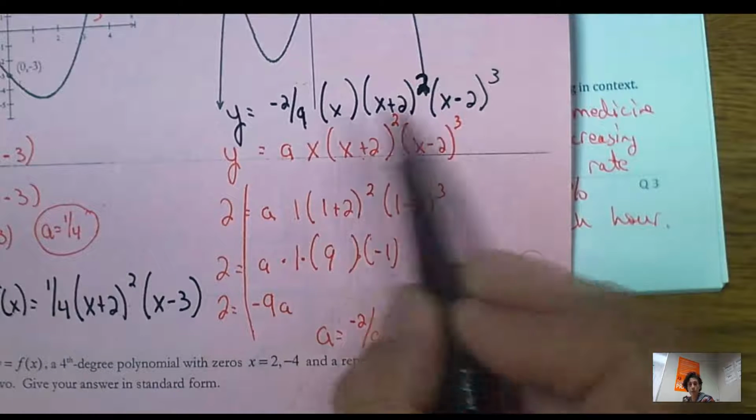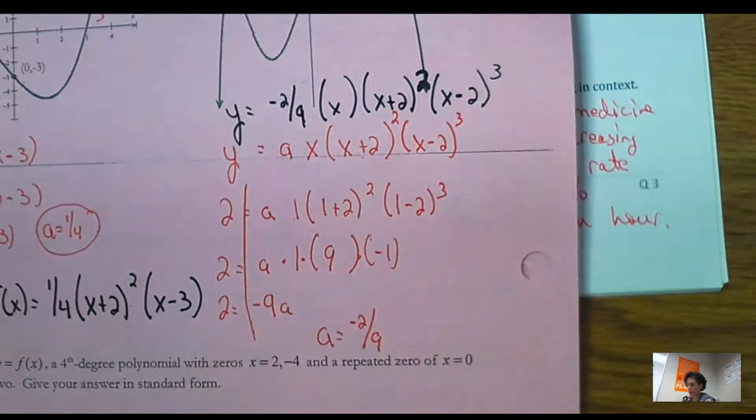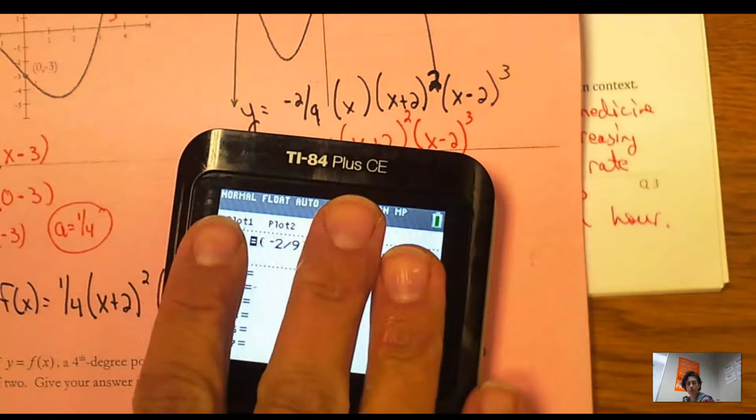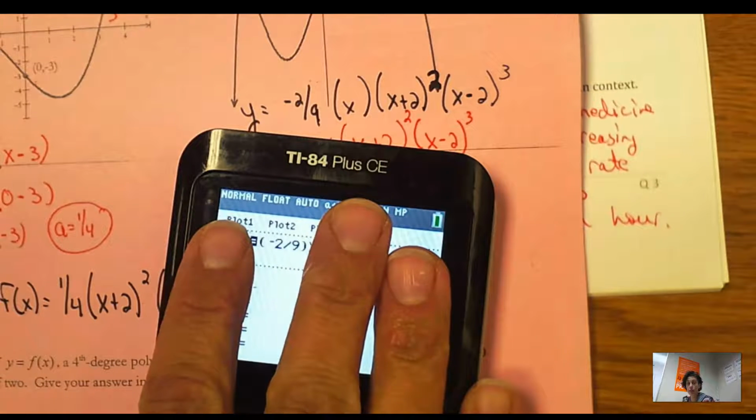If I go to my graphing calculator and put this in, I should see how that looks. So I'm going to pause for a moment and get that typed in. So real quick, let me show you how I type that in. Because I'm putting in a fraction, I did put that fraction in parentheses, so my calculator knows it's a fraction.